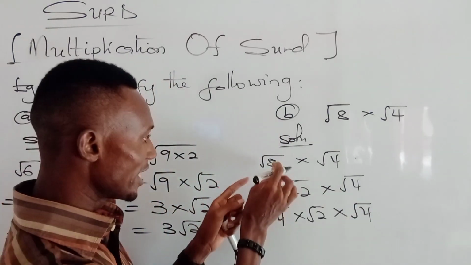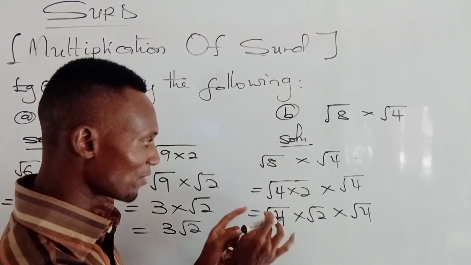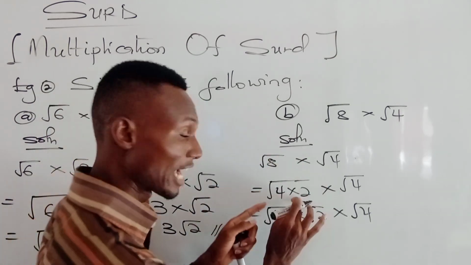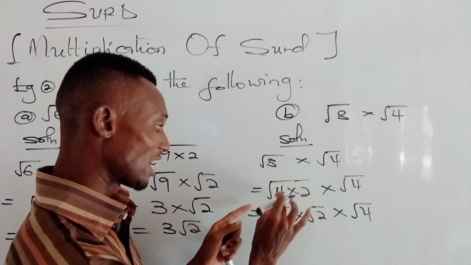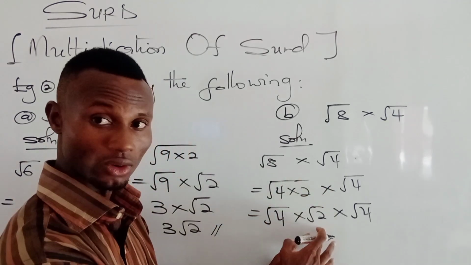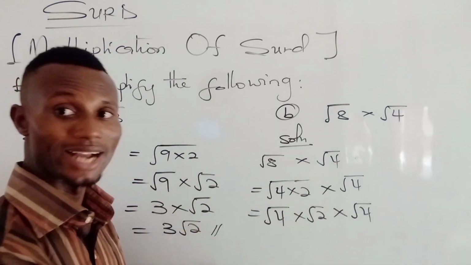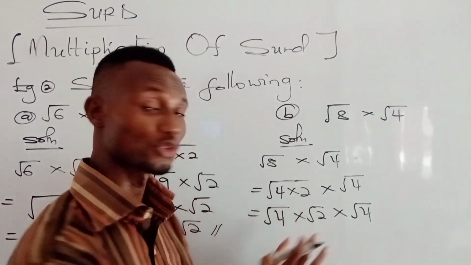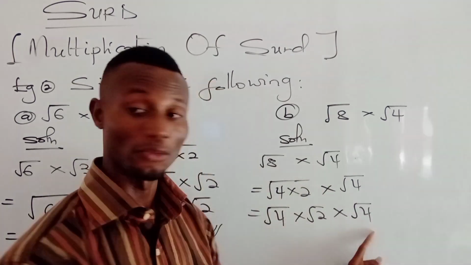So with the square root of 8, we simplify it now. We've got square root of 4 times 2. And we know that the square root affects everything here, so the square root affects the 4 and also affects the 2. So you can separate them by writing it as square root of 4 times square root of 2. Then bring your times square root of 4, which is here.